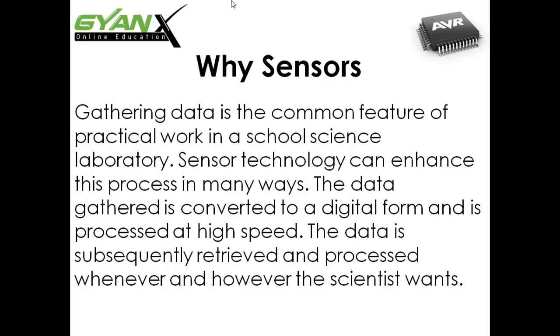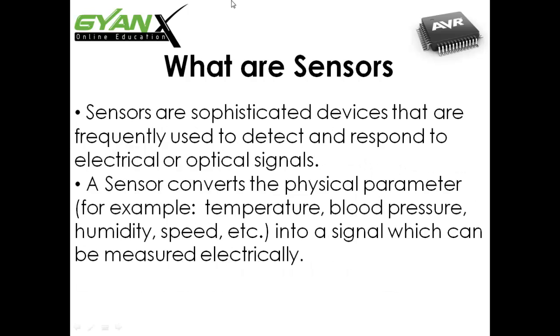Let's see what a sensor basically is. Sensors are sophisticated devices that are frequently used to detect and respond to electrical or optical signals. Sensors convert a physical parameter into a signal which can be measured electrically. If you want to measure your temperature or blood pressure, you are actually using a temperature sensor and a pressure sensor for measuring this. So that's why we have to use sensors.